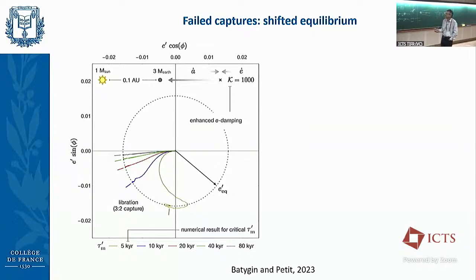And this is the semi-major axis migration time scale for different simulations, from slow, 80,000 years, to fast, 5,000 years.